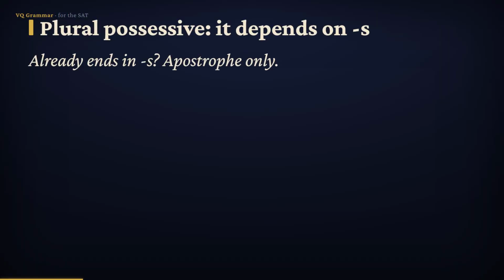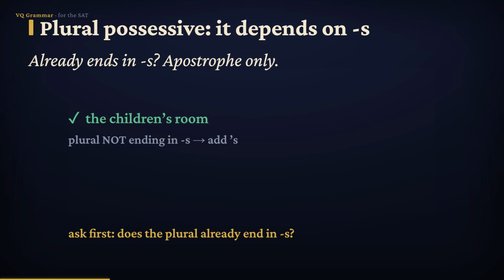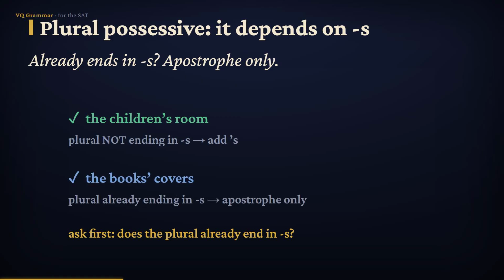Plurals split into two cases, and the deciding question is whether the plural already ends in s. If the plural does not end in s, like children, men, women, people, you add apostrophe s: the children's room. But if the plural already ends in s, like books, dogs, developers, you add only an apostrophe: the books' covers, no extra s. So before you write it, ask, does this plural already end in s? If yes, apostrophe alone. If no, apostrophe s.